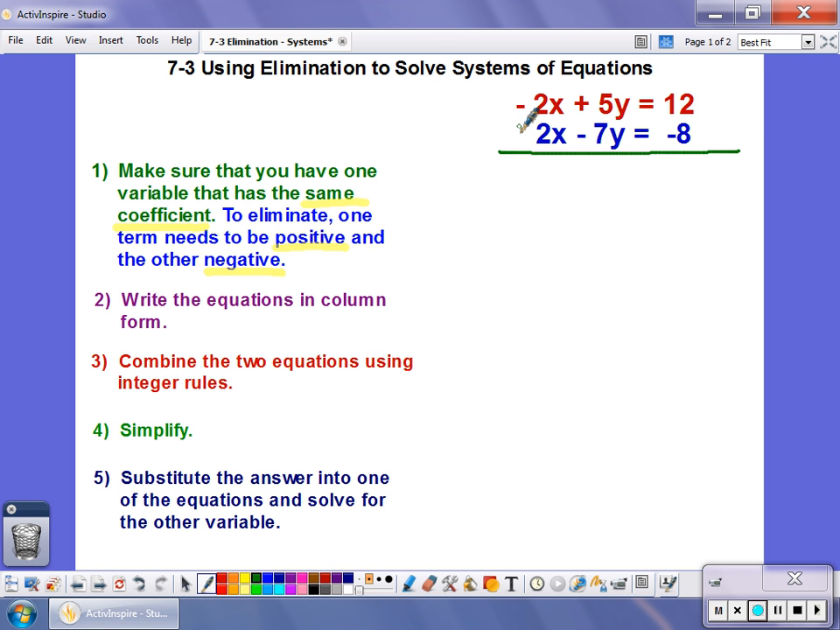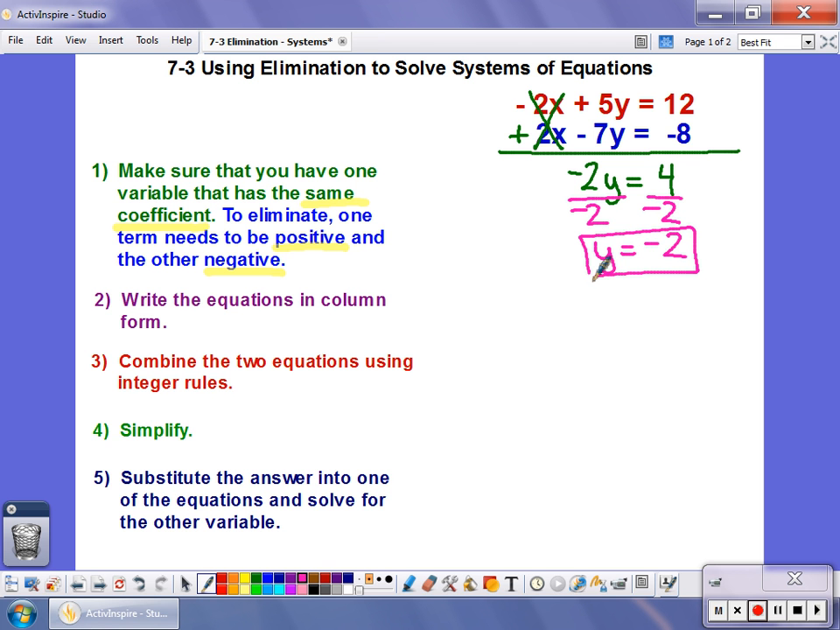And the idea is when we combine them together using our integer rules, that one of our variables will cancel out. In this case, we'll have negative 2x plus 2x, which when we add those together gives me 0x, which cancels out. Then I have 5y minus 7y, which gives me negative 2y, and 12 minus 8 gives me 4. From here, I'm going to solve this equation the way I would any other. Divide both sides by negative 2, and I get y equals negative 2.